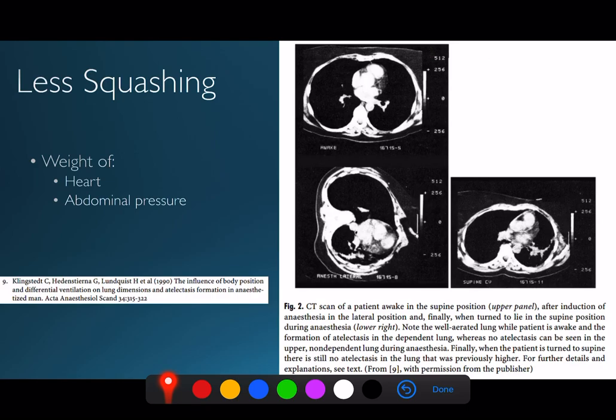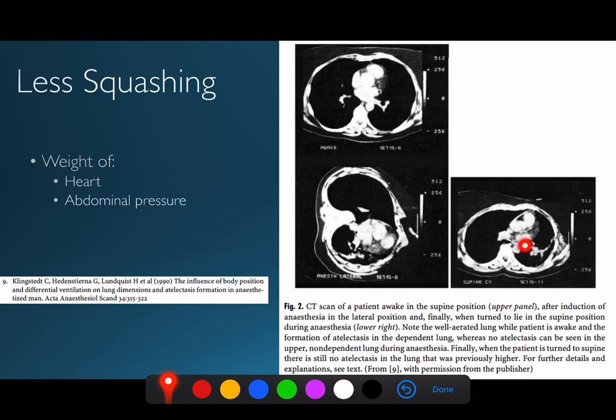So this is a normal awake patient, and then they got them to lie on the lateral side under anaesthetic. And just look at how much the heart has moved over. All of the mediastinal tissues have just dropped downwards and caused here a bit of atelectasis. Now, this is a really interesting paper, because what they did is then they put them back in the supine position under general anaesthetic, so positive pressure ventilation.